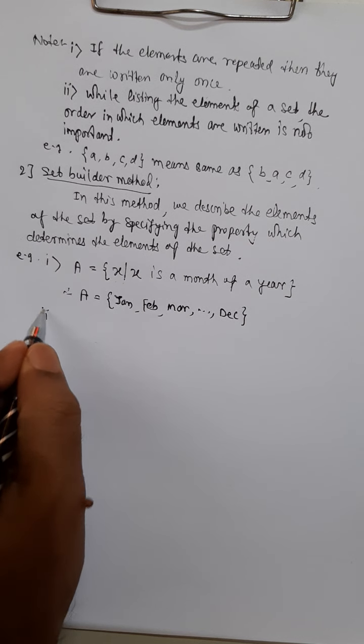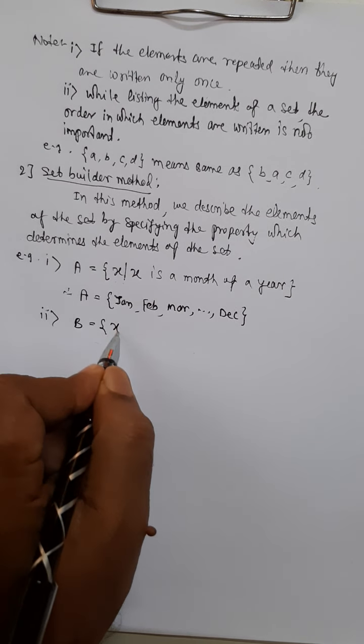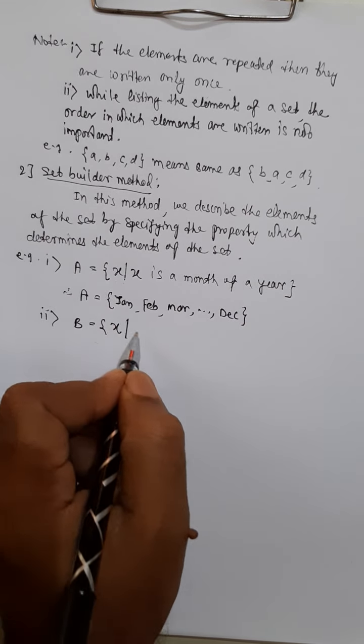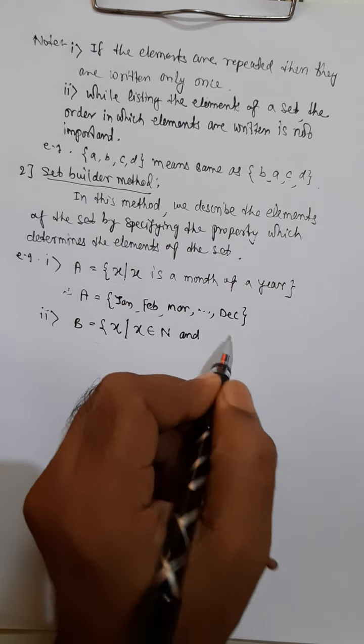Second example, suppose set B is the set of all x such that x belongs to capital N and x is a square.